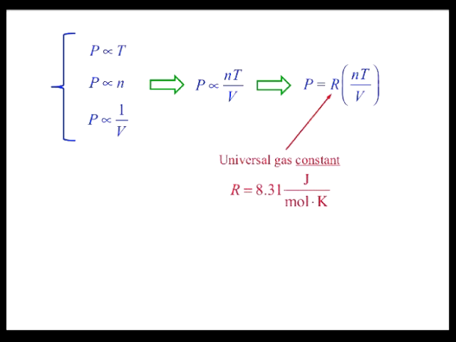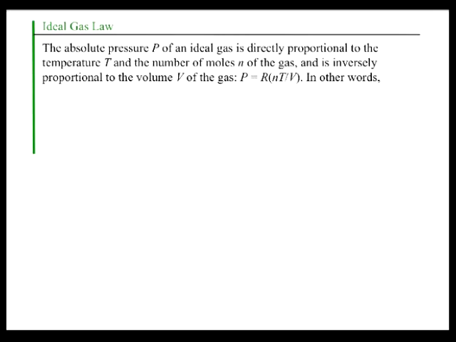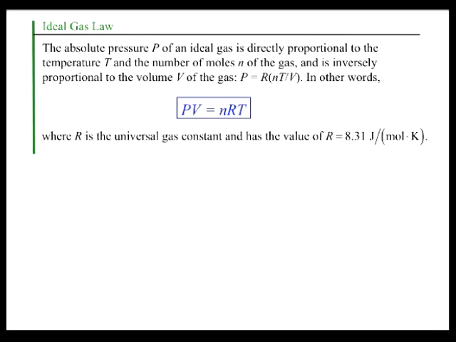Experiments have shown that R equals 8.31 joules per mole times Kelvin for any real gas with a density sufficiently low to ensure ideal gas behavior. The resulting equation is called the ideal gas law, which is stated as follows. The absolute pressure, P, of an ideal gas is directly proportional to the Kelvin temperature, T, and the number of moles, n, and is inversely proportional to the volume, V. In other words, PV equals nRT, where R is the universal gas constant and has a value of 8.31 joules per mole times Kelvin. Note that the temperature must be in kelvins in this equation.